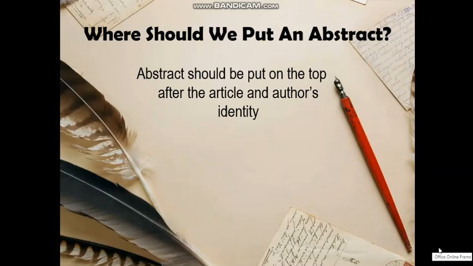And this is about the location: where should we put an abstract? An abstract should be put on the top, after the article title and author's identity. We usually find that on the very top of an article there is the journal identity, for example, Journal of Emergency Nursing, or maybe Air Medical Journal, followed by the author's name, for example, Mark and Lee. After that, we may find the abstract. So the abstract should be put on the top of the article after the article title and also the author's identity.